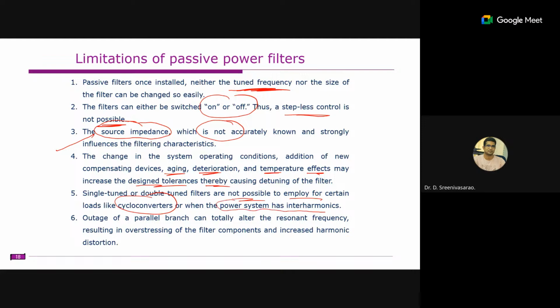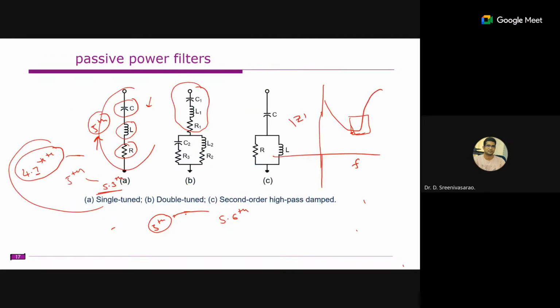where some power system harmonics and interharmonics are present. Outage of a parallel branch can totally alter the resonant frequency, resulting in an overstressed filter component and increased harmonic distortion. For example, outage of this branch may increase the burden on the high pass damped filter, so we also need to take that into account.